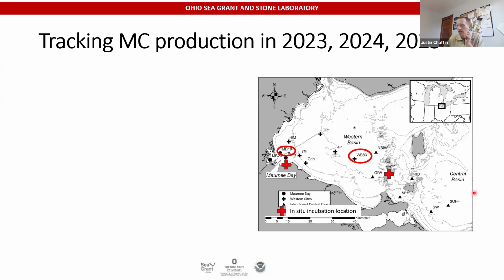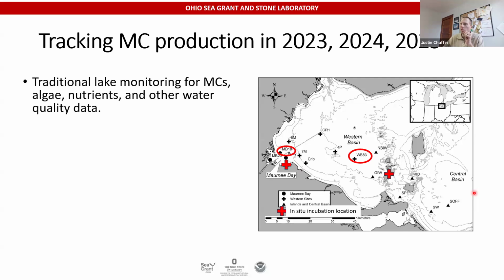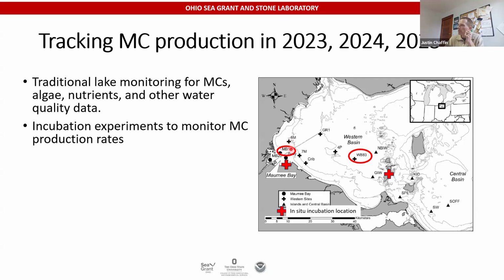So we've been working on this last year, 2024, and we'll continue it this upcoming summer. Us and the University of Toledo are sampling these sites in the Western Basin. The sites further east, a little bit less frequently, but we're sampling these sites at least once every 10 days during the bloom season, collecting all the regular grab sample data. And then at these two sites that I have circled, one in Maumee Bay and one in the center of the basin, we're doing incubation experiments to monitor microcystin production rates. And on the next slide, I'll show you how we're doing that.